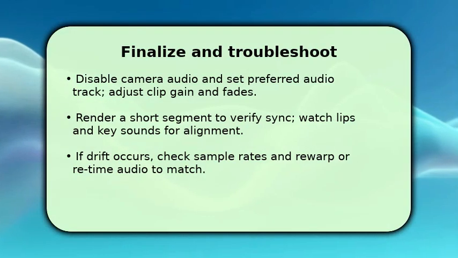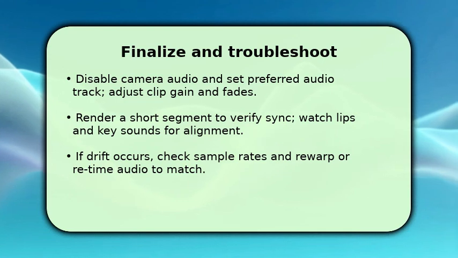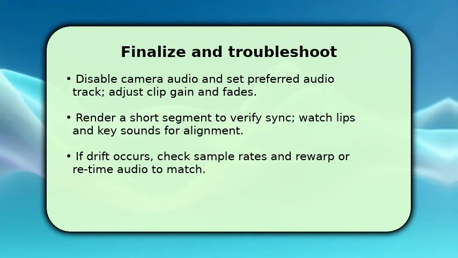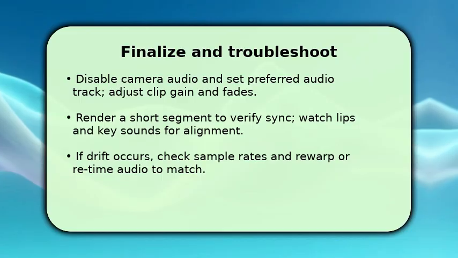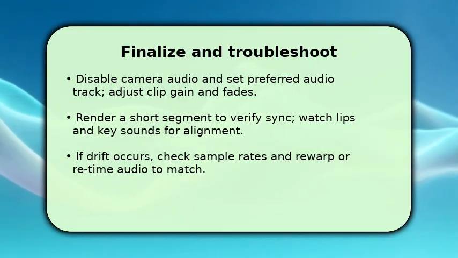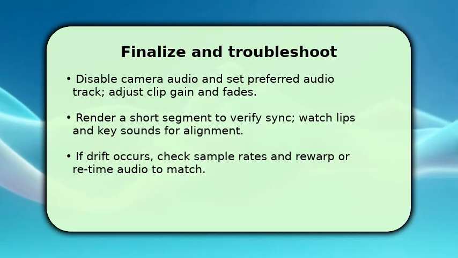To finish, mute or disable the camera's onboard audio and set your external audio as the primary track. Then trim, apply fades, and adjust clip gain so levels match the mix. Once done, render a short segment to confirm lip sync and key sound events are aligned throughout.